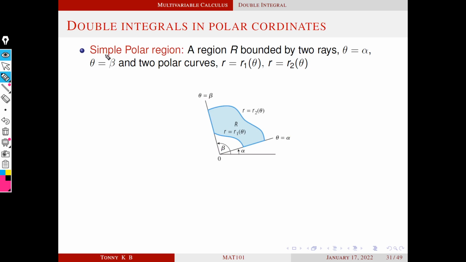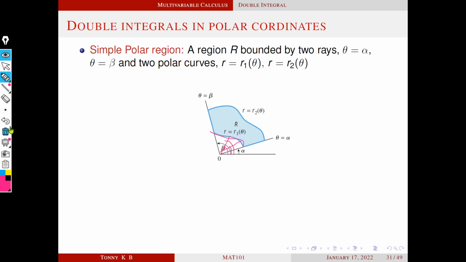So now it is clear what a simple polar region is. A simple polar region is a region R bounded by two rays, theta equal to alpha and theta equal to beta, and two polar curves r equal to r1 of theta and r equal to r2 of theta. The equation of this curve is r equal to r1 of theta because the radius depends on theta. Here its radius is this one and it depends on this angle theta. That's why we denote this as r equal to r1 of theta.